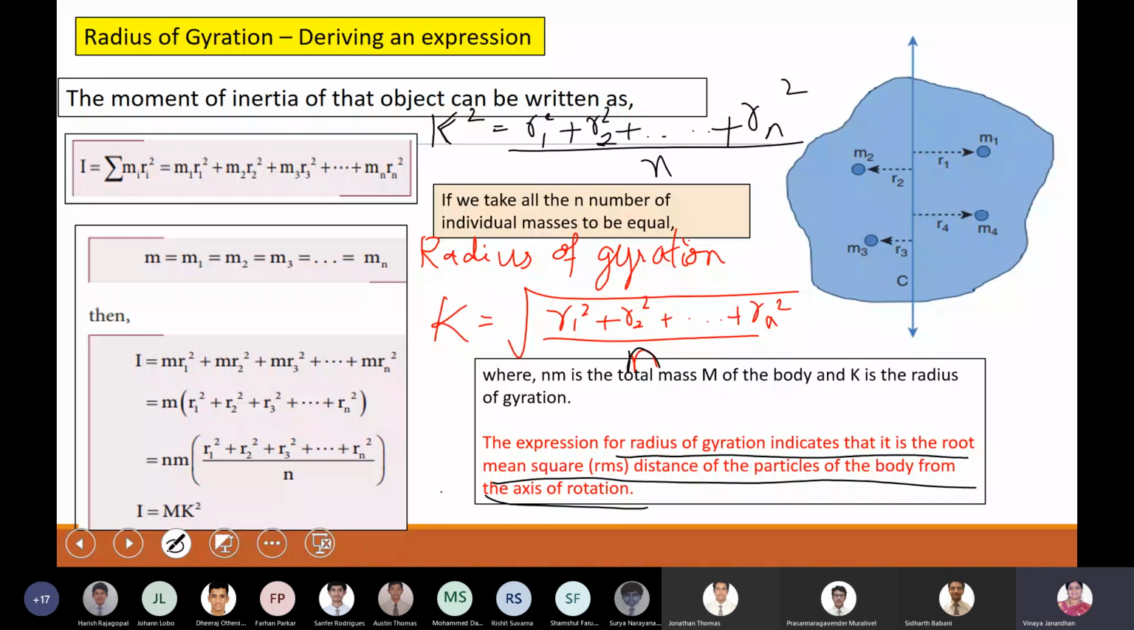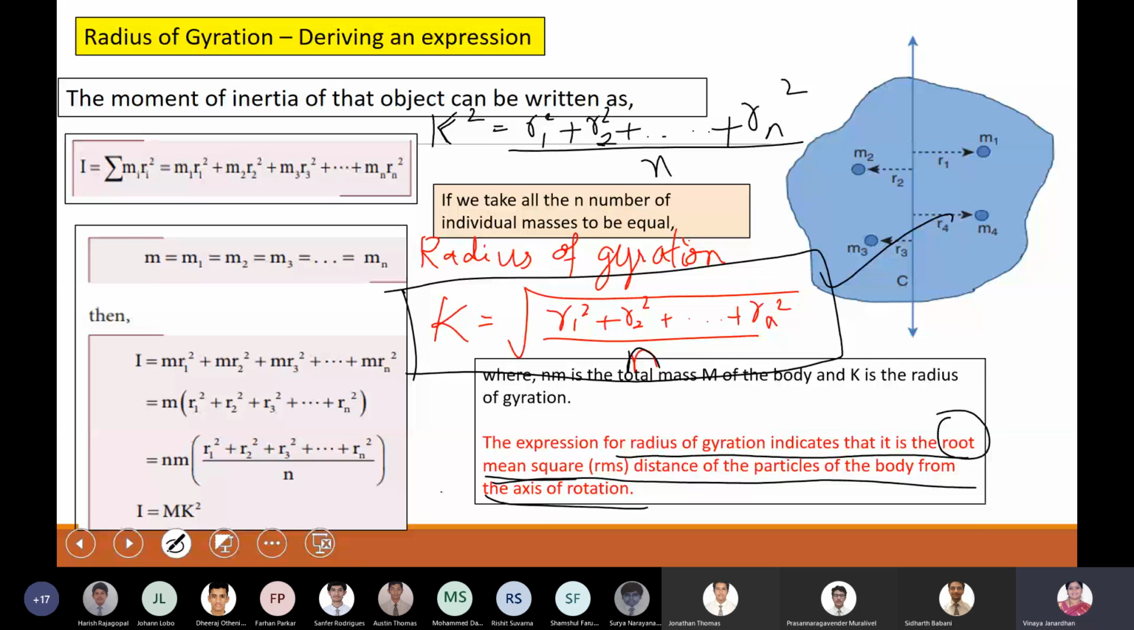Boys, are you clear what I'm saying from this expression? The expression k is equal to square root of r1 squared plus r2 squared, etcetera, up till rn squared, divided by n. I'm putting this expression in terms of a statement. Square root comes first. Square root of what? Root mean square, because it's the mean of the square of the distances of the particles from the axis of rotation.